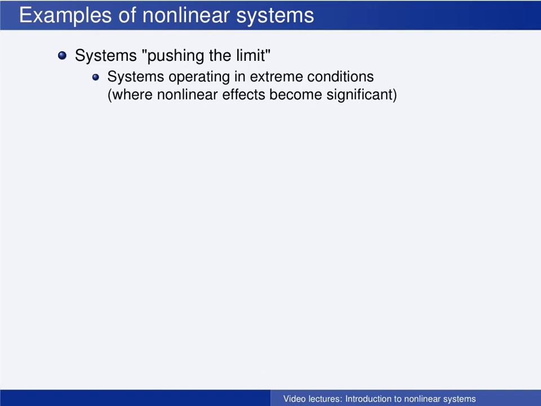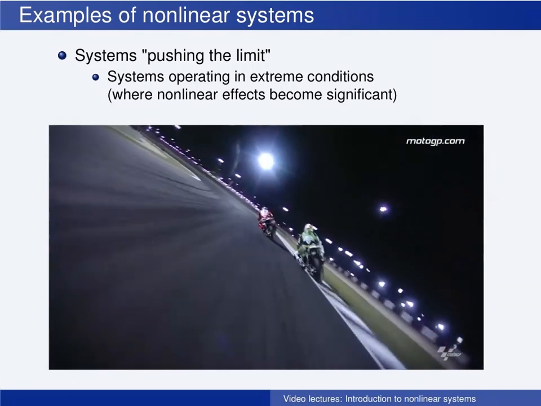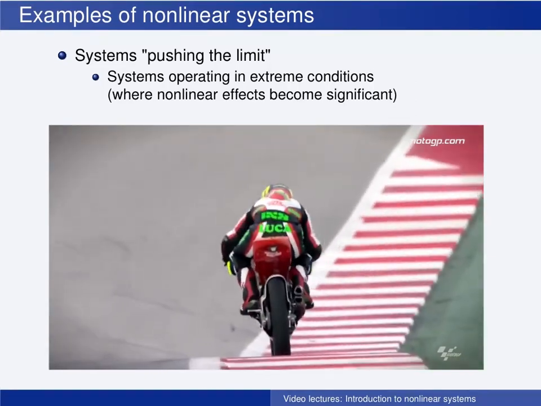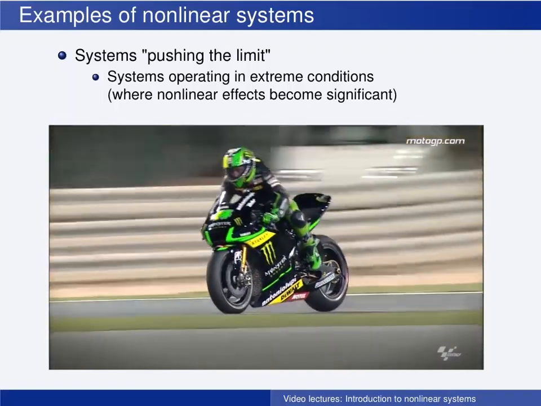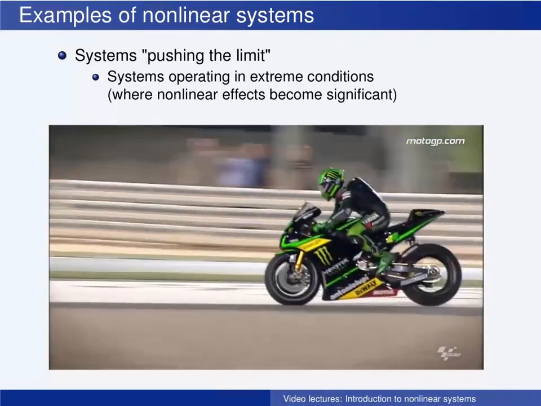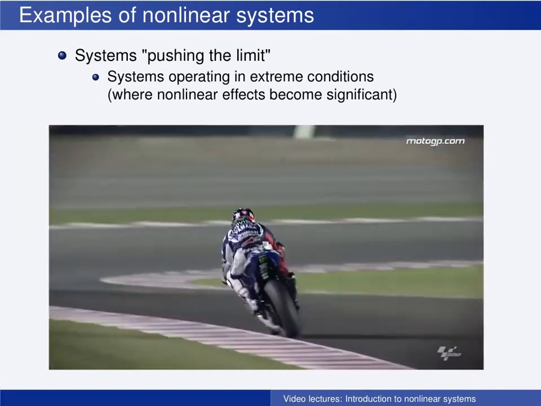Sometimes it can be the variation in operating conditions that make linearized approximation inadequate. Remember that when we linearize a system model, we replace it by a linear approximation where the system matrix is the Jacobian of the nonlinearity evaluated in the operating point. And when the system is operating far away from this point, the linear approximation is no longer a good one. Furthermore, when systems operate in extreme conditions, the nonlinear effects may become particularly significant. In this video here, we see a motorcyclist pushing the limits, something which generates unwanted oscillations.